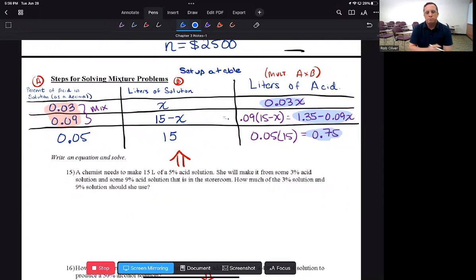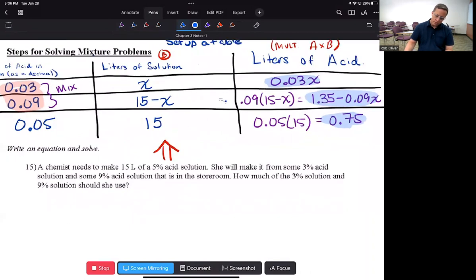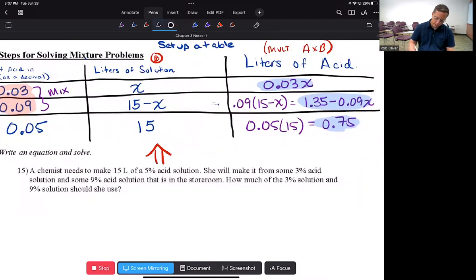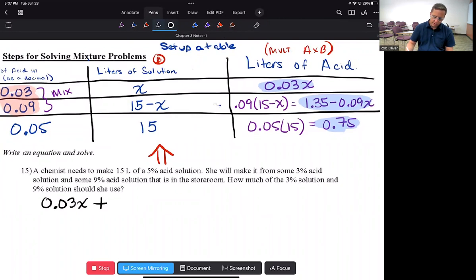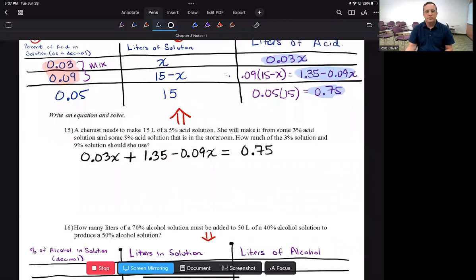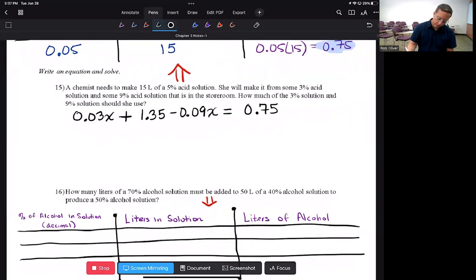And now we want to put all this together. So that is what we're going to do. We're going to do the 3% mixture plus the 9% mixture is going to equal the total mixture. See what I did there? And then we're going to solve this. So those are like terms.